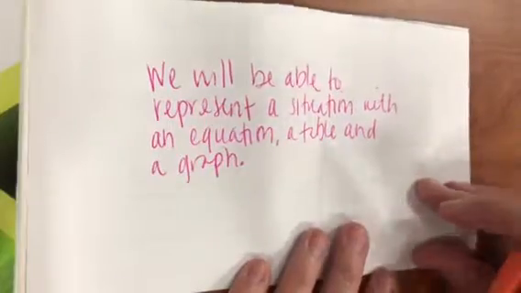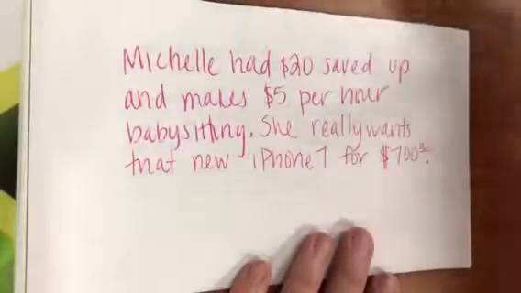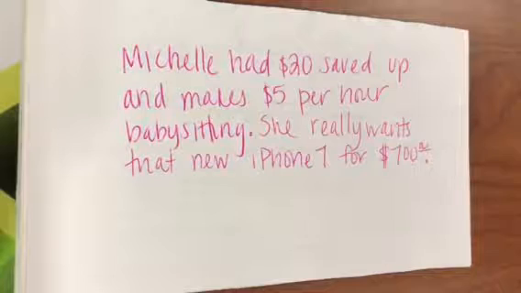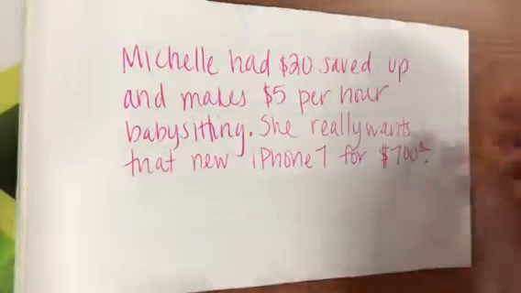Make sure that's in your journal. Write it down. Pause the video notes if you have to. Michelle had $20 saved up and she makes $5 per hour babysitting. She really wants that new iPhone 7 for $700.